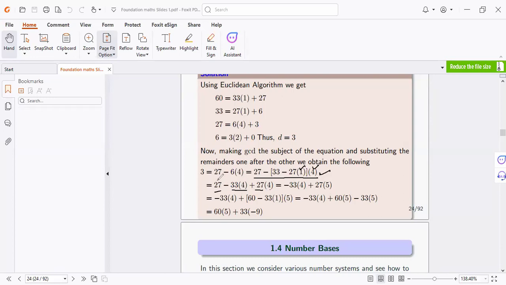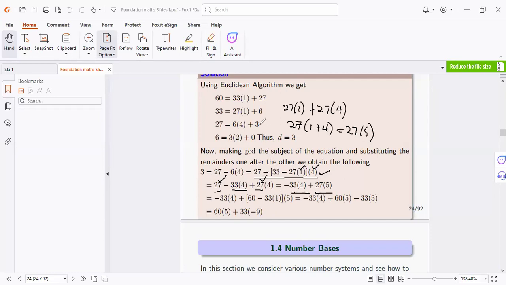Then you collect like terms, this and that. So this first one is the same as 27 multiplied by 1, because 1 times anything, you get that anything. Then plus 27 multiplied by 4. When you factorize, it will be 27 times (1 plus 4), which is 27 multiplied by 5. That's what I wrote here.